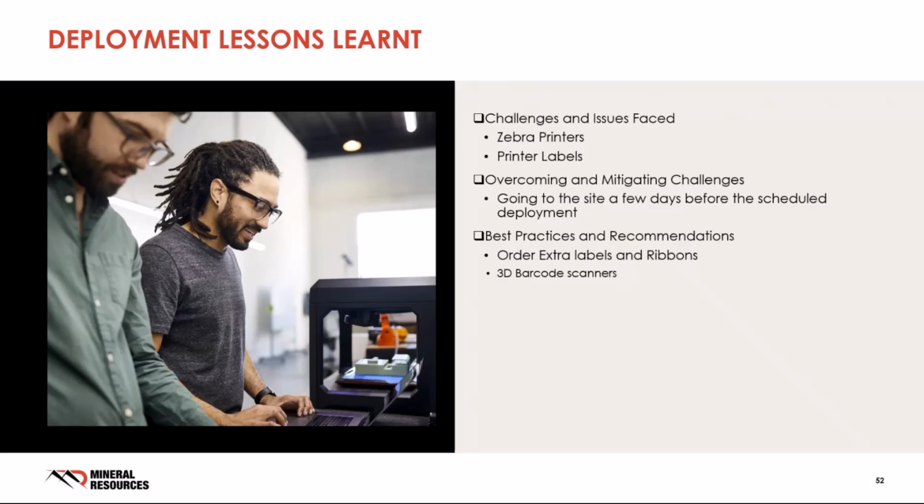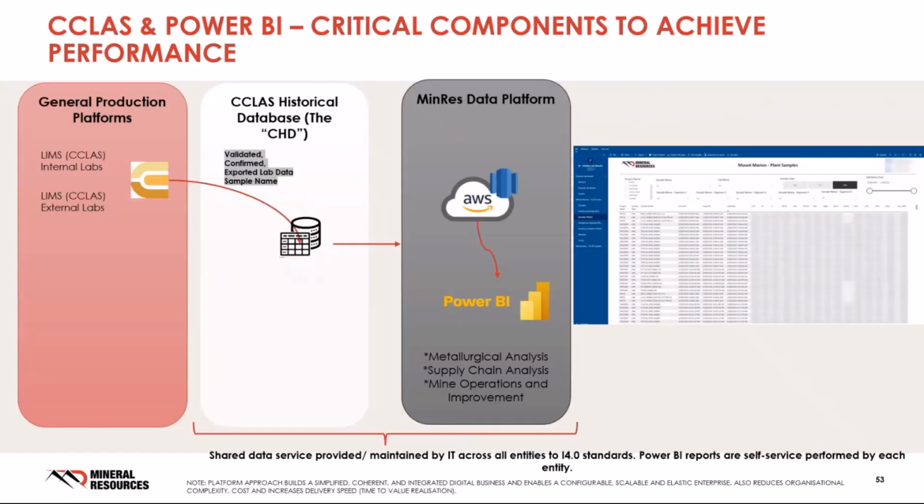Otherwise, it's just a longer duration of deployment phase as well. Yeah, and good practice is definitely to order a few extra labels and ribbons because you will definitely need them. And then 3D barcode scanners, as I said, can read vice versa. It can read a barcode and also some of the QR codes as well.